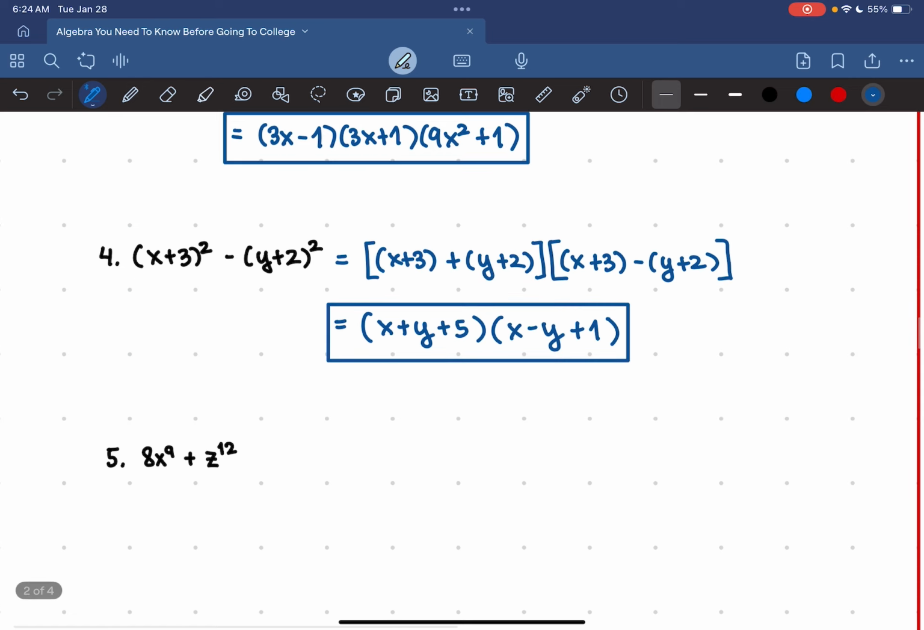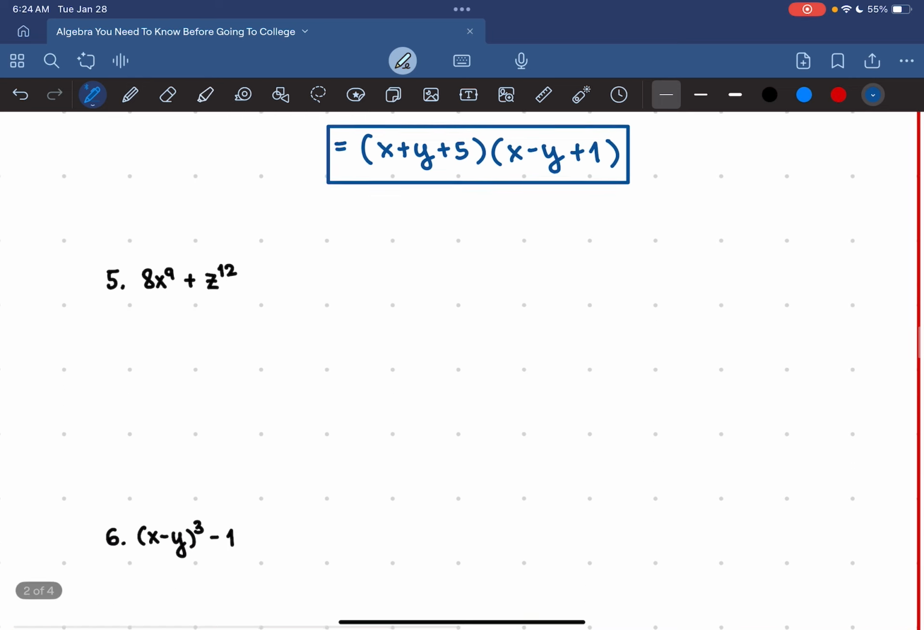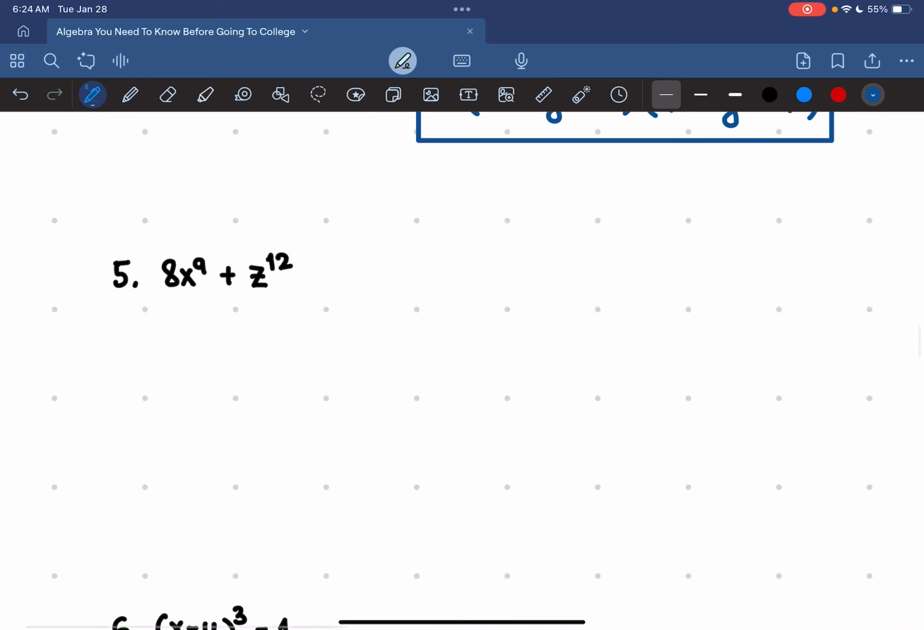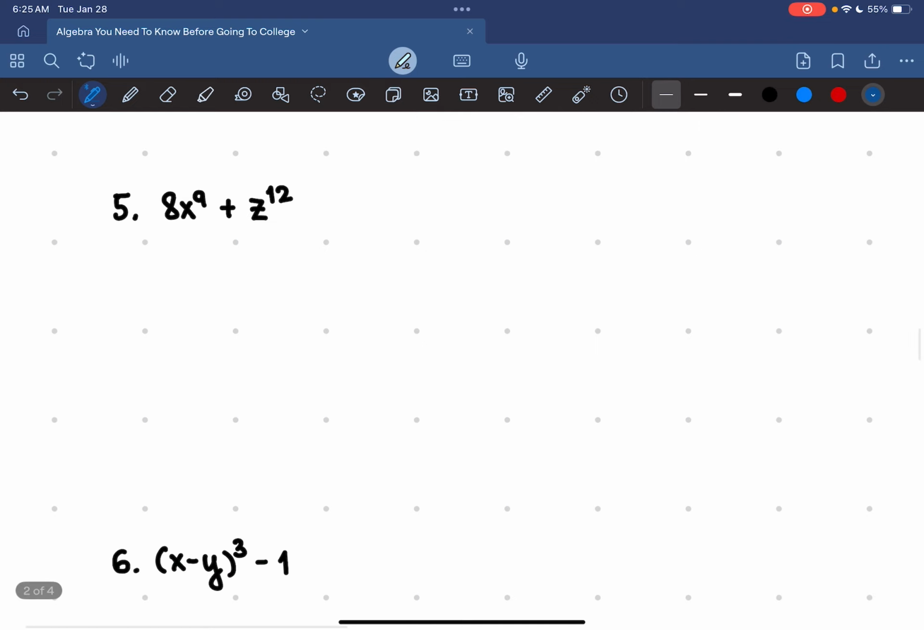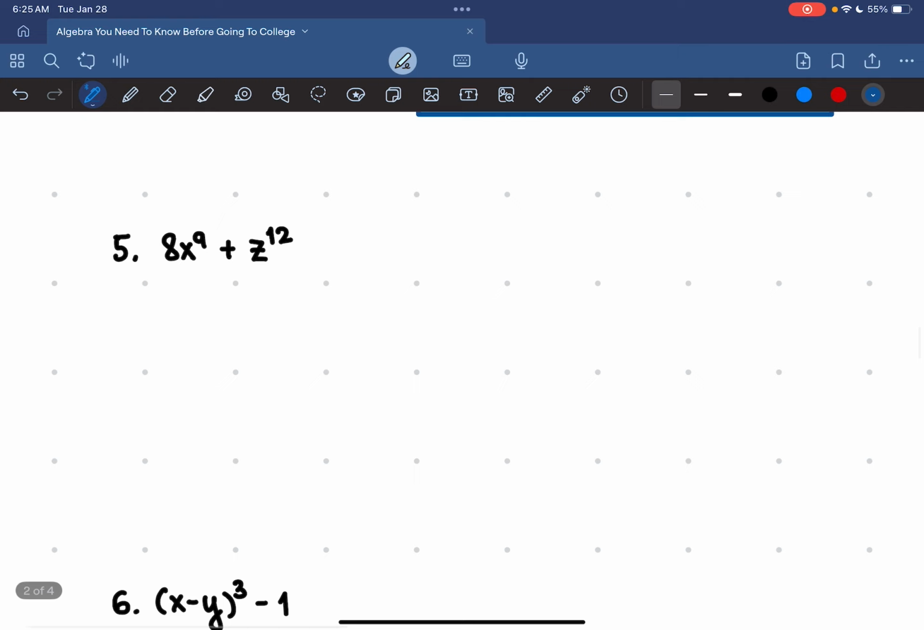Okay, so that is for the fourth item. The fifth item, this one. Obviously it's not difference of two squares anymore. But this is what we call sum and difference of two cubes. But in this case it is sum. Later it will be difference. So yeah.